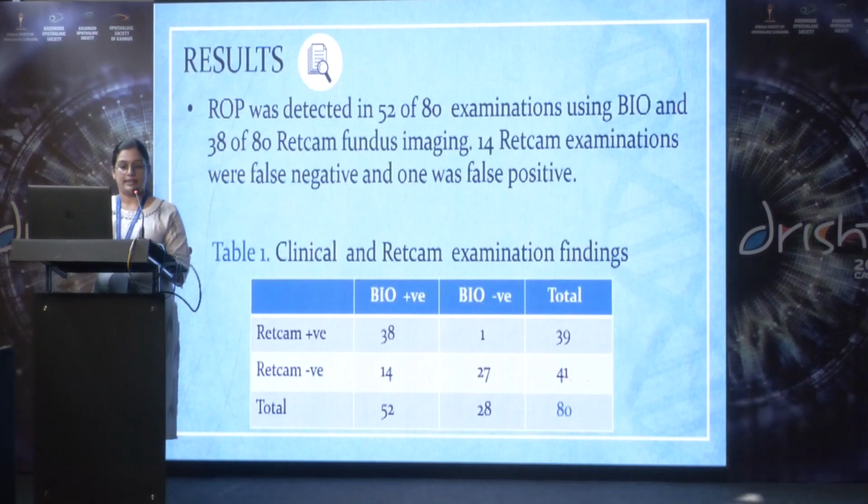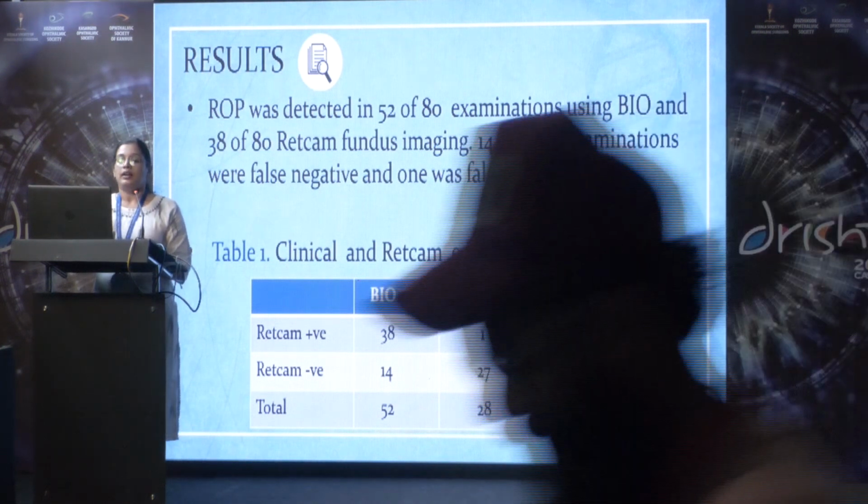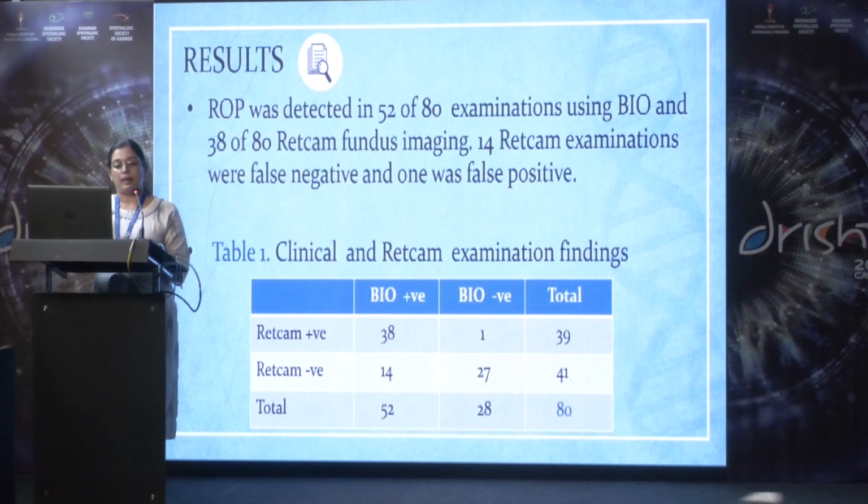ROP. Coming to the results, ROP was detected in 52 out of 80 examinations carried out using indirect ophthalmoscopy and 38 out of 80 examinations carried out by RETCAM. 14 RETCAM examinations were false negative and 1 was false positive. This table gives a comparison between clinical and RETCAM examination findings.